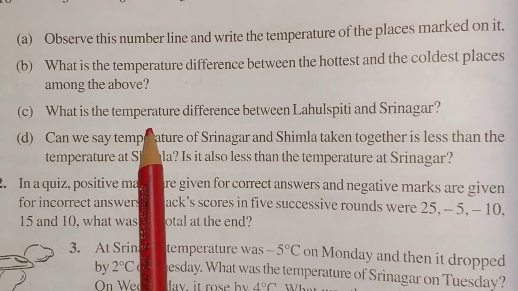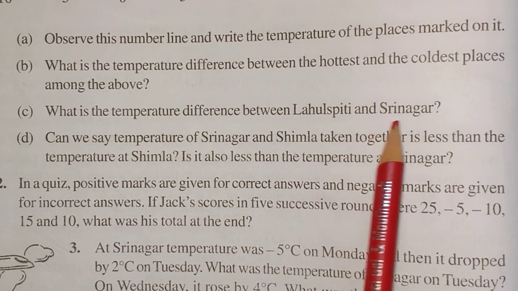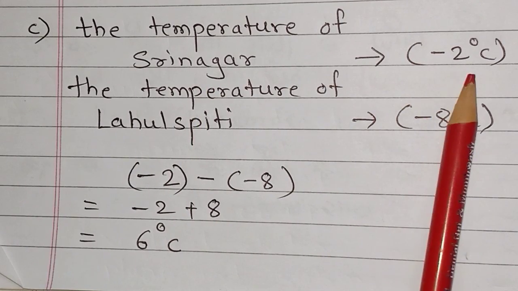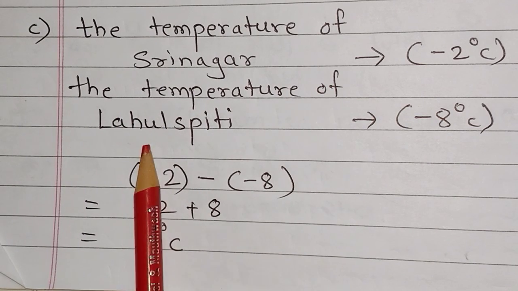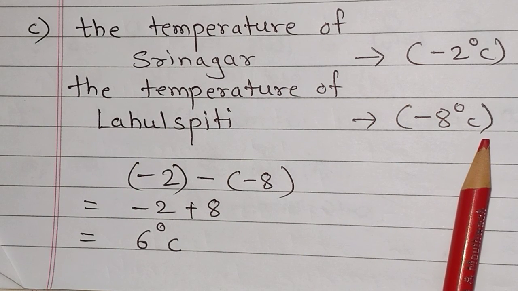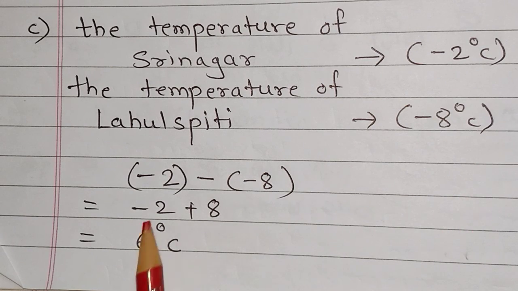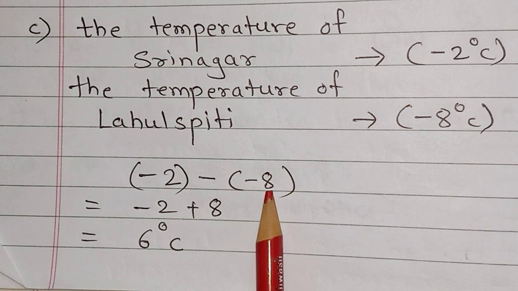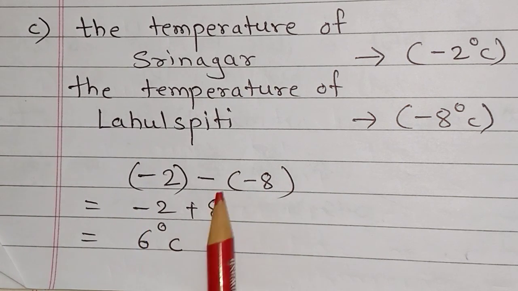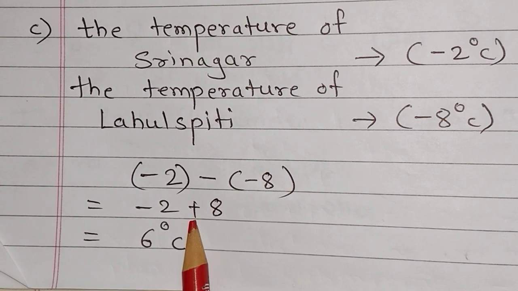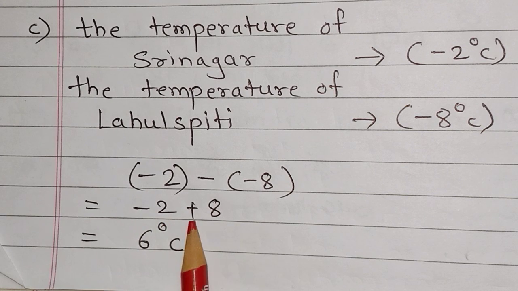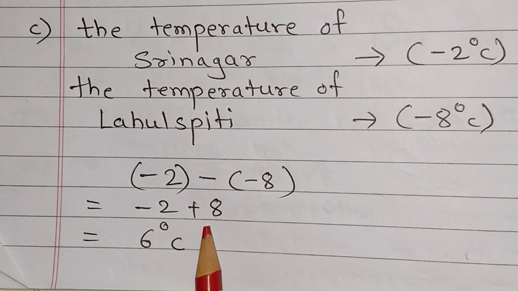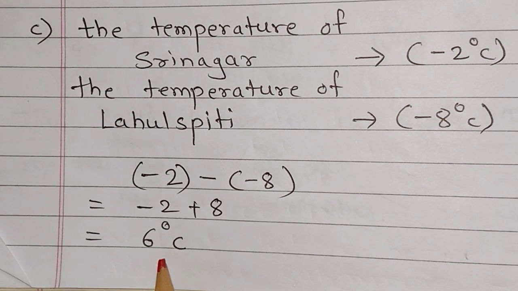Question number C. What is the temperature difference between Lahul Spiti and Srinagar? The temperature of Srinagar is minus 2 degrees centigrade and the temperature of Lahul Spiti is minus 8 degrees centigrade. We have to find out the difference. So I will write minus 2 minus of minus 8 in bracket. Now let's solve the brackets. Minus 2 will come out as it is. Minus into minus becomes plus 8. So minus 2 and plus 8. One number is negative, one number is positive. We have to do the subtraction and take the sign of the bigger number. So therefore the answer is 6 degrees centigrade.